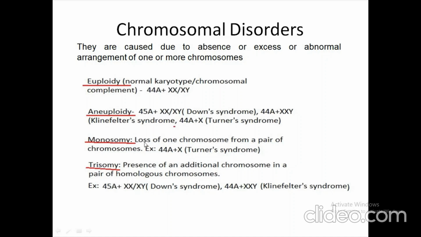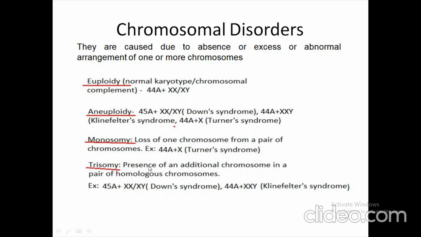Now, monosomy refers to loss of one of the chromosomes from a pair of chromosomes. So there are 23 pairs of chromosomes, right? Out of these 23 pairs, if from one pair one chromosome is lost, then we use the word monosomy. For example, Turner syndrome. There should be two X chromosomes here, but there is only one X chromosome in Turner syndrome.